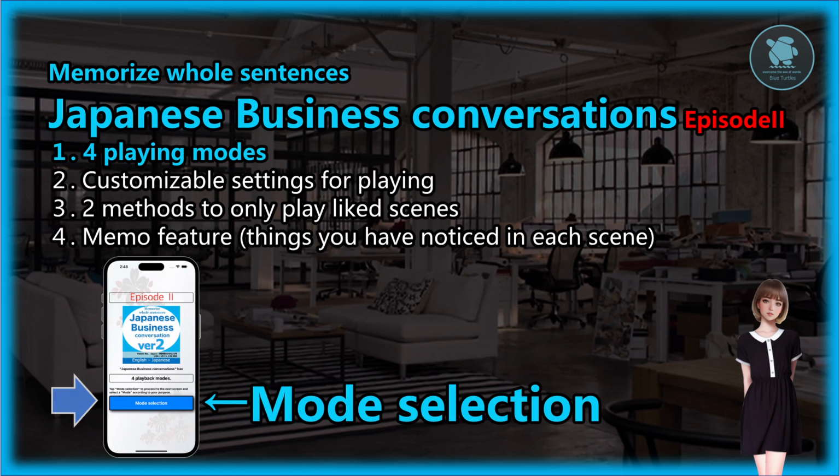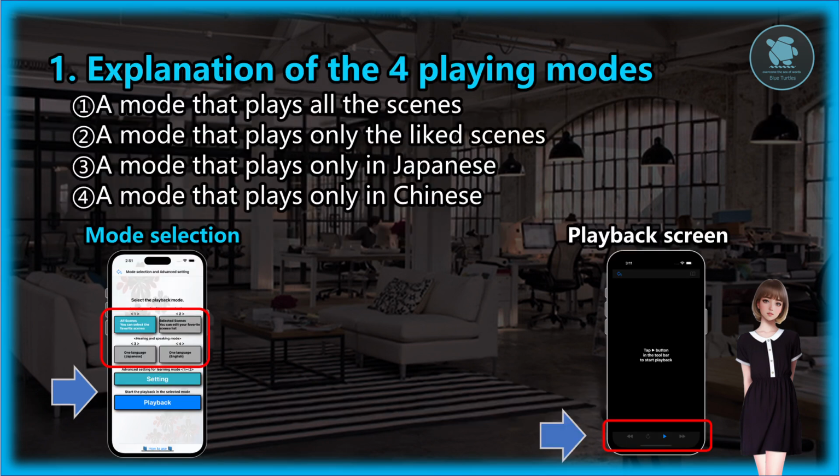First, click on this blue button. Mode Selection. It will take you to a screen where you can choose the 4 playing modes, so select the playing mode here. First, a mode that plays all the scenes. Second, a mode that plays only the liked scenes. Third, a mode that plays only in Japanese. Fourth, a mode that plays only in Chinese.